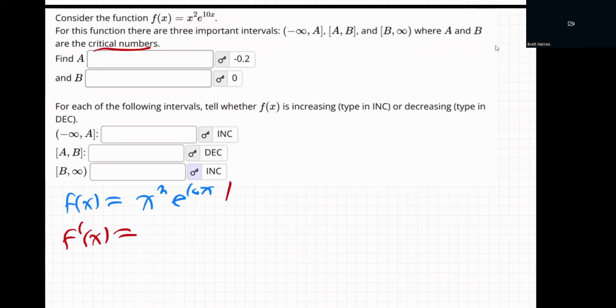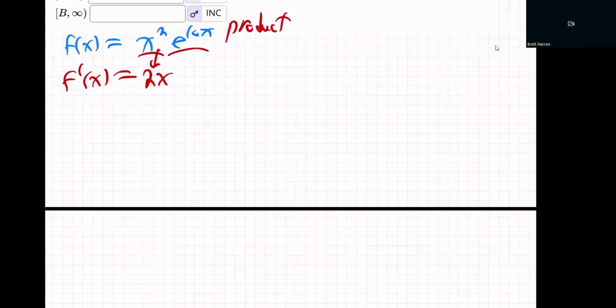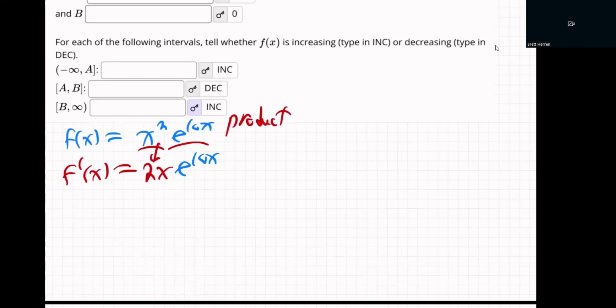So this is the product rule because we've got two functions of x multiplied. Take turns. First one goes 2x, second one stays unchanged. Plus the first one stays unchanged, and now it's the second one's turn. How do you do the derivative of e to the 10x? He's our favorite derivative. He doesn't do anything.